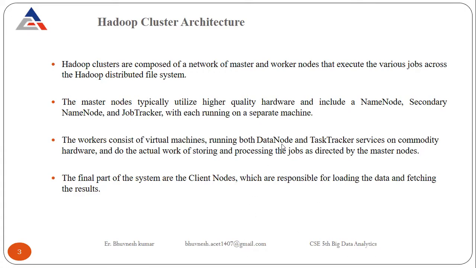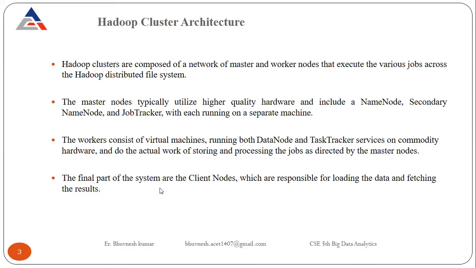The data node is used to store your data, and the task tracker is used to process the data that is distributed between the different nodes by the master. And they have commodity hardware. Your slave nodes have commodity hardware, but your master node has maximum high quality hardware.